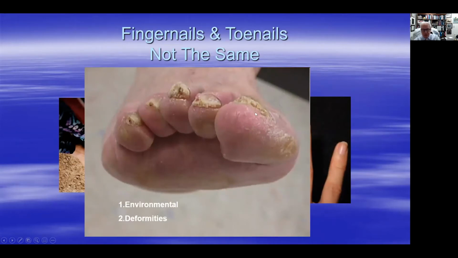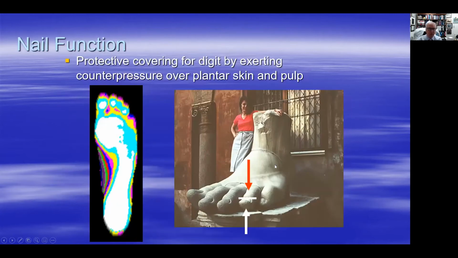These are fungal nails, and this is partly due to environmental conditions. Fungus loves warm, dark, moist environments, so a shoe is a Garden of Eden to it, associated with other deformities.